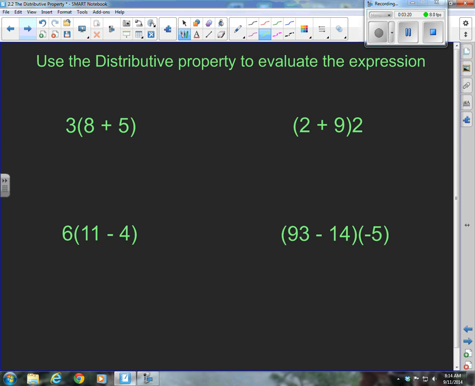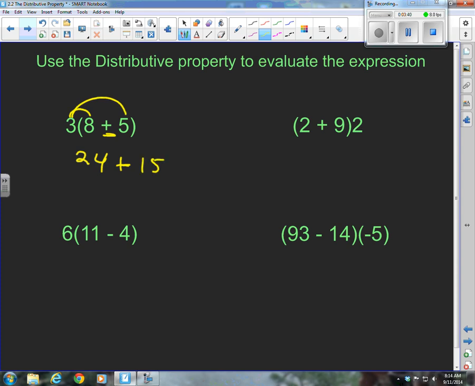Okay, and what I encourage you to do when you're first doing this is to make sure you're doing it right. Just look at this first one right here. We got 3 times 8. That's going to be 3 times 8, which is 24. Okay, plus sign comes down between them, and then 3 times 5, which is 15.